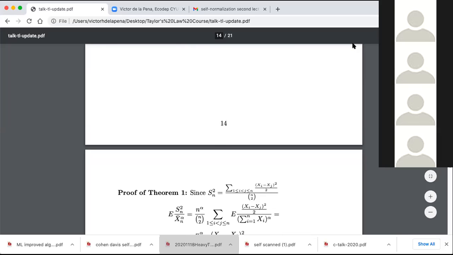And so when I want to calculate the expected value of Sn squared over x̄n to the alpha, that's the same as n to the alpha over n choose 2 times the sum of the expected value of (xi minus xj) squared over the sum of xi to the alpha, i going from 1 up to n, by using linearity of expectations. Now, I want to remark that linearity of expectation is a decoupling operator.